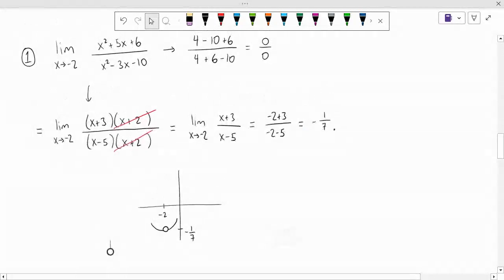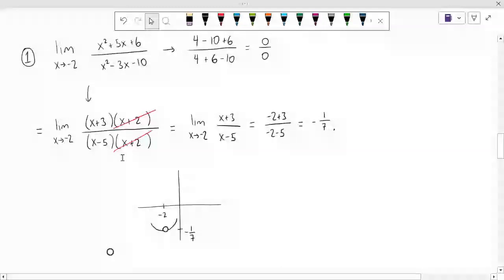Okay, so this limit did give us a 0 over 0 indeterminate form. So the idea is you have to somehow remove that 0 over 0 situation in order to find the value of the limit. And here we were able to remove that 0 over 0 situation by factoring first and canceling.